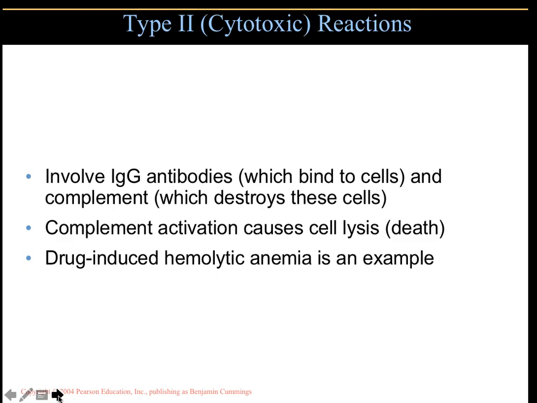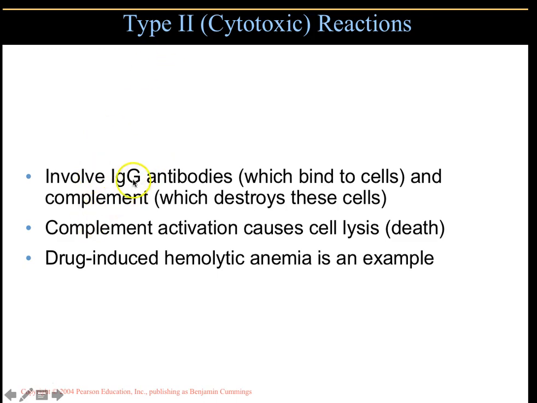Okay, so type 2. Type 2 reactions nowadays are fairly rare. There used to be a problem with mismatched blood transfusions, but the blood bank is so accurate at this stage of the game. So I'm going to choose a different example. Again, rare, but it absolutely can and does happen. Cytotoxic, meaning you're going to kill cells.